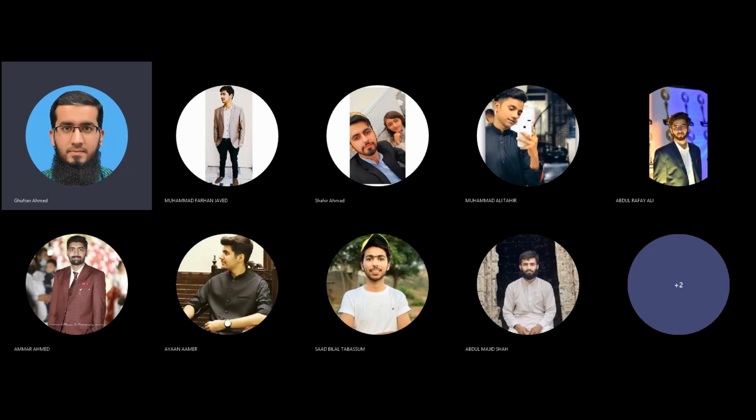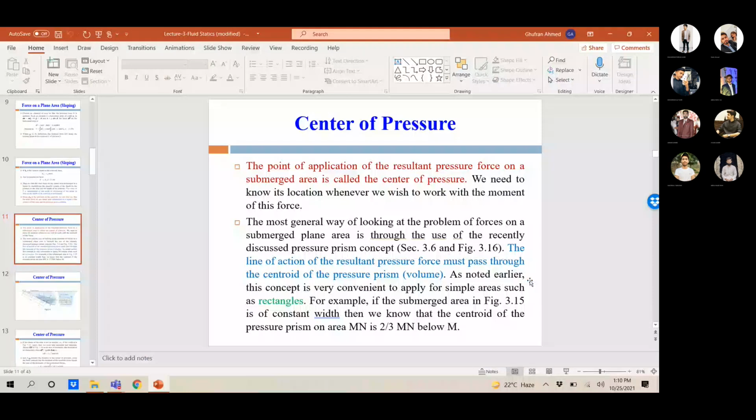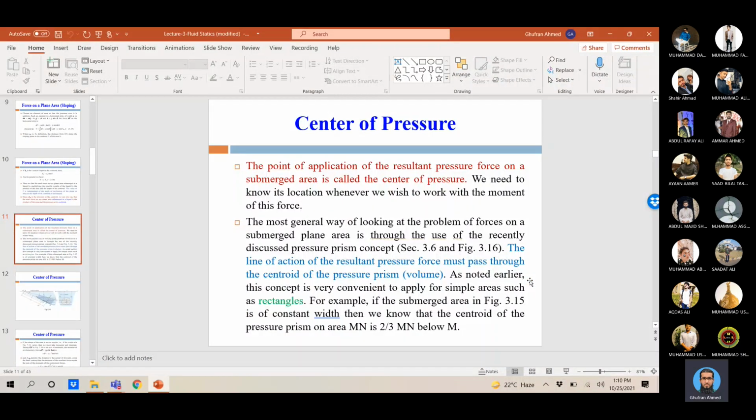So last week we finished the theory part of this topic, center of pressure, and from today inshallah we are going to start its numericals. If you have any question or query regarding this theory about center of pressure, how we can calculate the resultant force and the point of center of pressure.